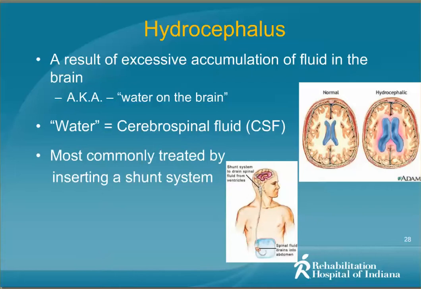I noted earlier that the most common way to treat this is to drain the cerebral spinal fluid. They implant what they call a shunt system, which you can see in the picture there, and the drain goes into the abdomen, which then is flushed out through normal body systems to keep that pressure down.